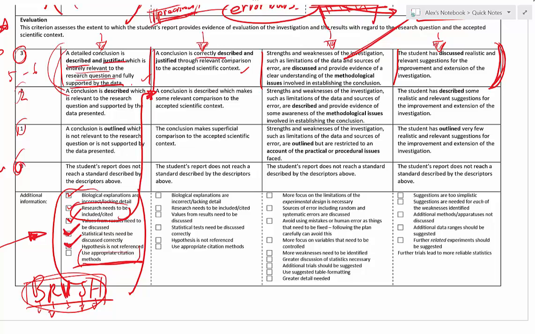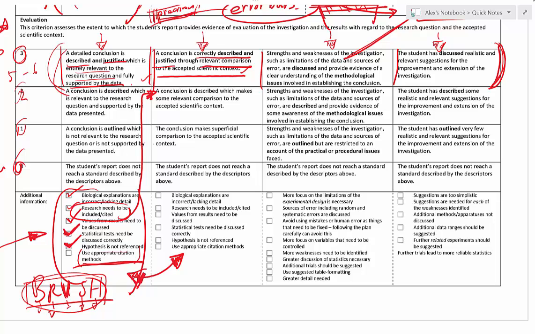A conclusion is correctly described and justified through relevant comparison to this accepted scientific context. So this, I kind of just copy and paste the same thing. I said there's a little bit of redundancy going on because these things kind of go together, but make sure you are doing some research and comparing what people have found before with what you've actually found here. It's highly unlikely that you're doing something which no one else has tried before. If it is, you got to check to make sure that your question isn't completely bogus or you're testing something that really has no reason that it needs to be tested.